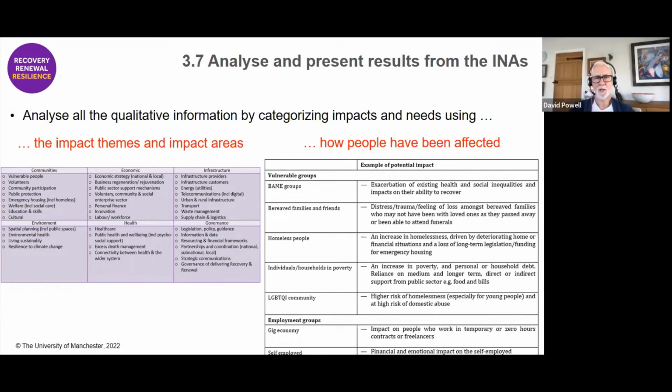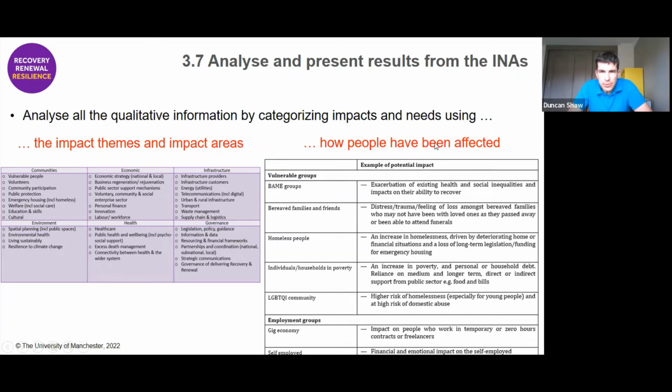And then I think on this slide, we just wanted to give you an idea of how to present that information. And again, there's too much information on the slide itself to talk you through, but literally, categorizing things into the impact themes, impact areas, and then a qualitative description of how people may have been affected within those particular areas as well.